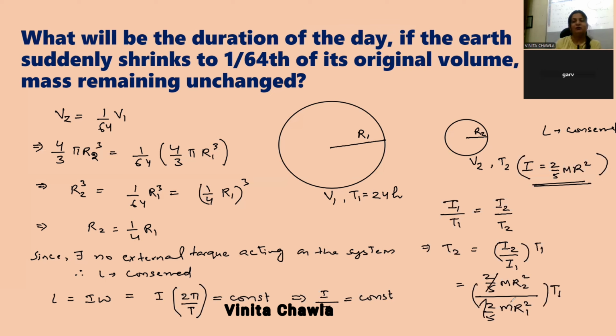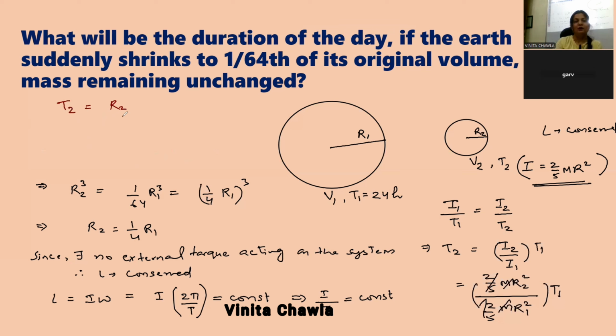2 by 5 M, 2 by 5 M will cancel. Okay? Where do I write now? I'm going to erase this. Should I? Erase this. So T2 is R2 by R1 whole square into T1. R2 by R1, from here we can find R2 by R1 as 1 by 4. So we can write 1 by 4 whole square into T1 is 24.